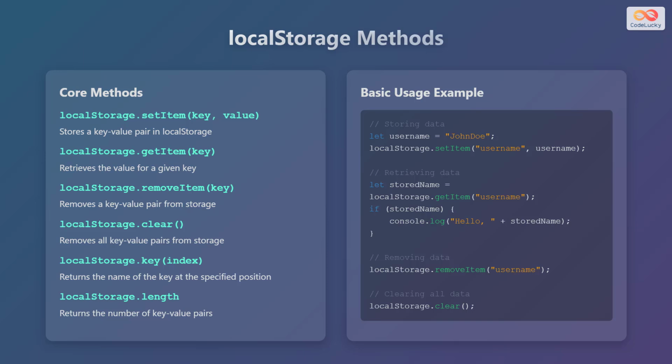Here is a basic usage example. To store data, declare a variable such as username assigned to John Doe. Then use localStorage.setItem, username. To retrieve data, declare a variable such as storedName assigned to localStorage.getItem, username. Then check if storedName exists, and if so, display a greeting in the console using console.log, hello, plus storedName. To remove data, use localStorage.removeItem, username. To clear all data, use localStorage.clear.